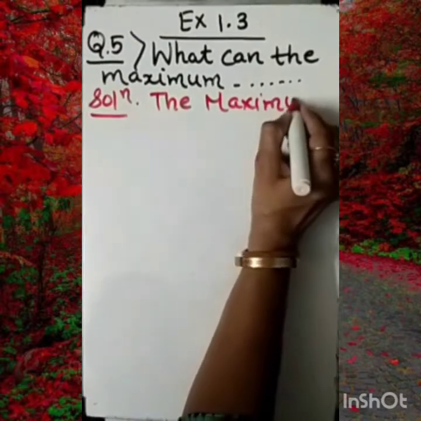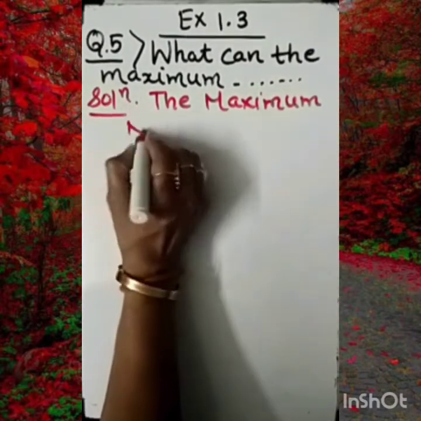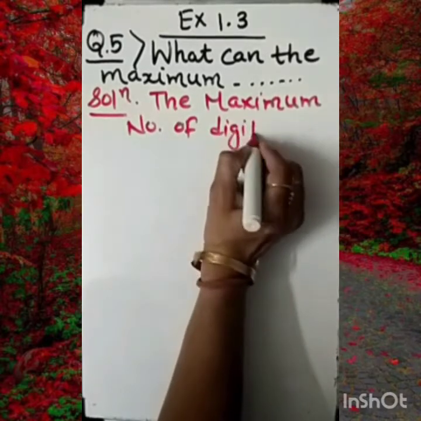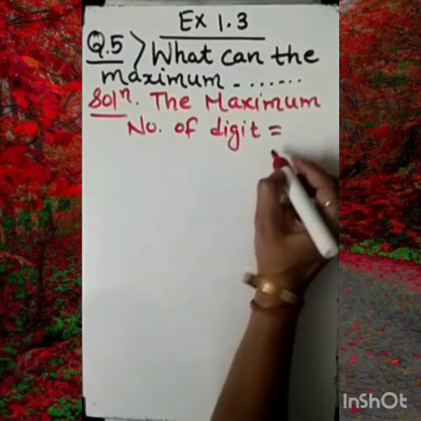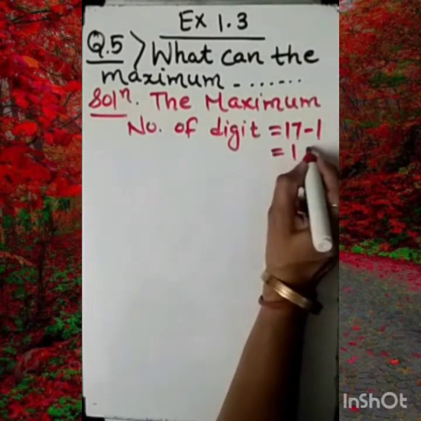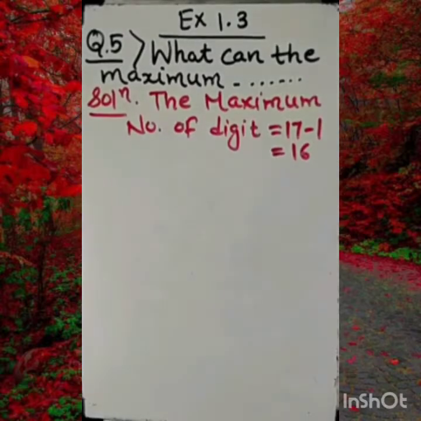The maximum number of digits. Here in the denominator you will find 17. So it is 17 minus 1, always 1 less than that. 1 less than that is required. This 1 by 17 is the main number we are given. So the total number of digits will be 16, 1 less than the denominator.